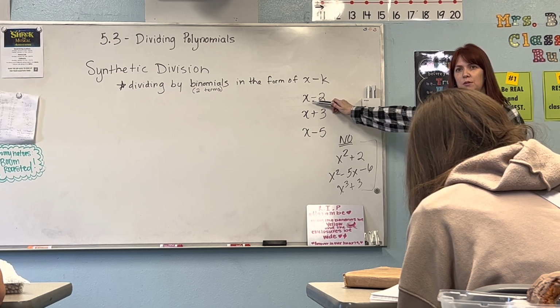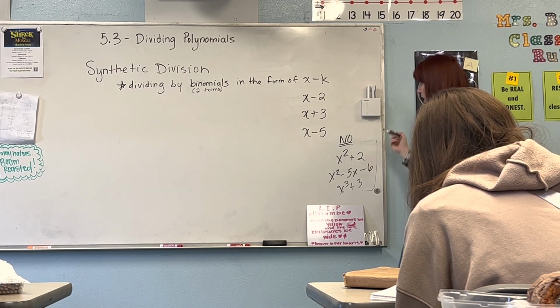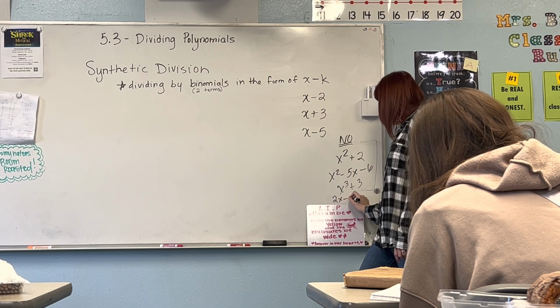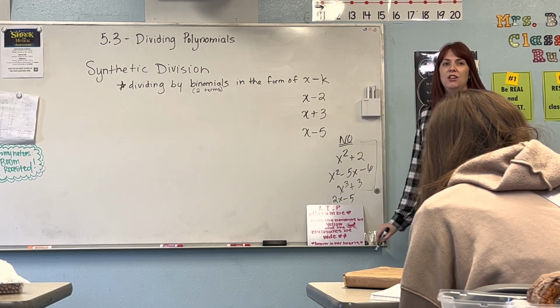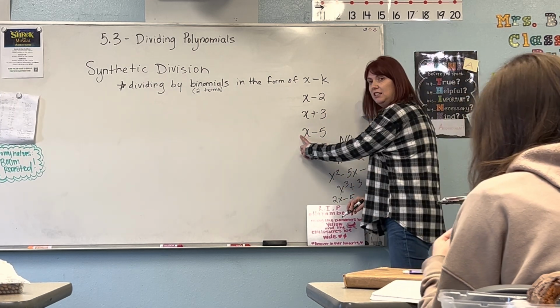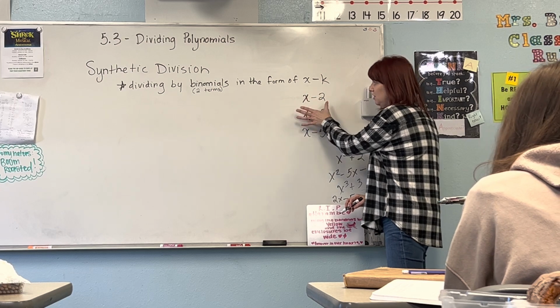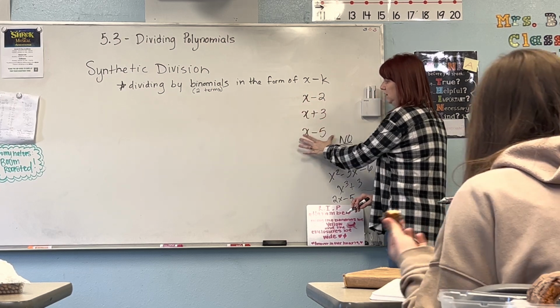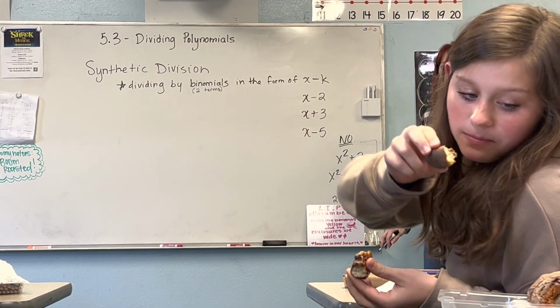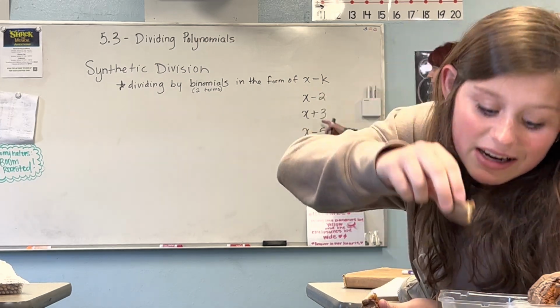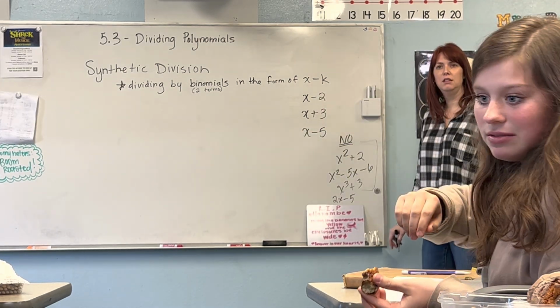It has to be just an x. Oh, or 2x minus 5? It just can't be an x. Yeah, you cannot have a coefficient. You can only use synthetic division when you're dividing by that format. You should put plus or minus just because that's what you do. So 2x minus 5 would not work.